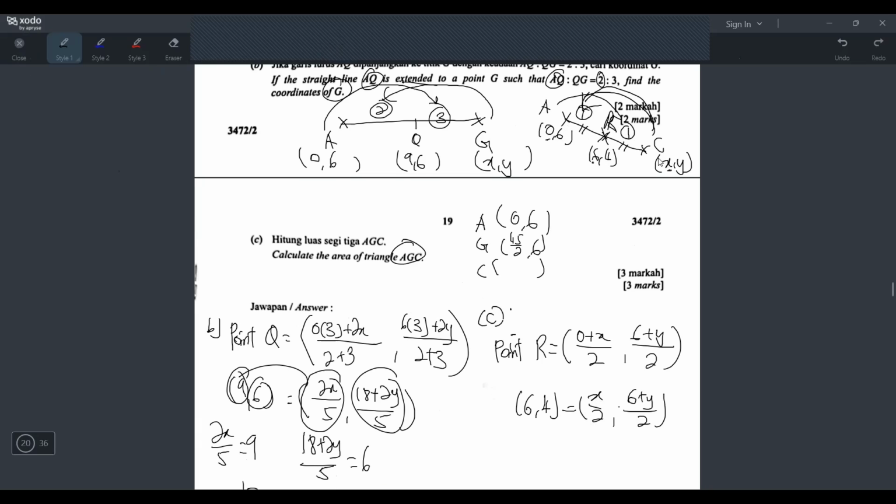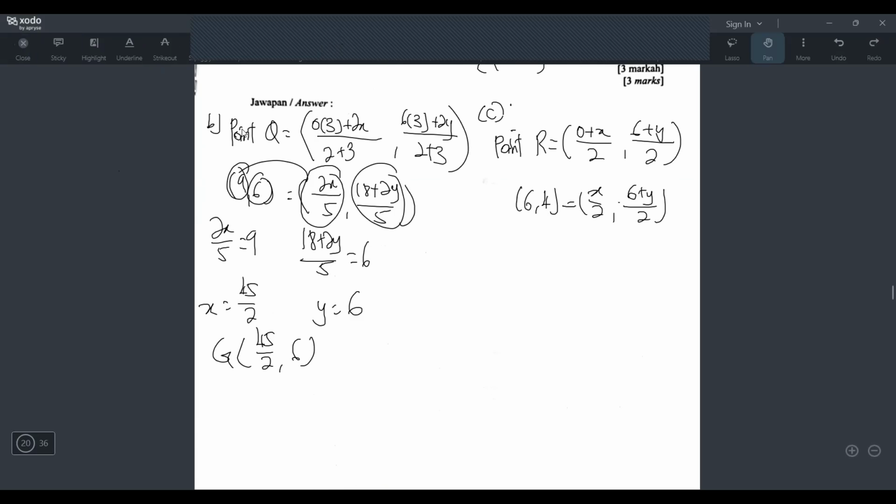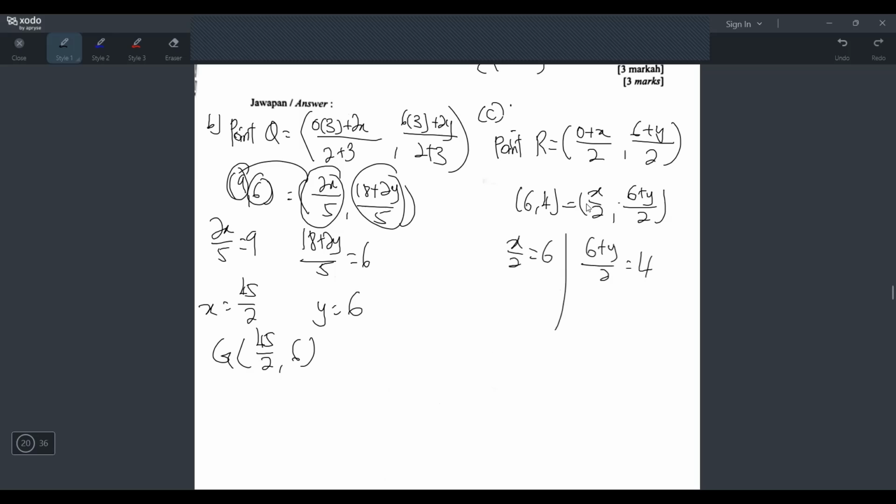And then y plus y divided by 2. 6 plus y divided by 2 equals 4. 6 plus y over 2 equals 4. Yeah, it's the same, right? Okay, so it becomes x over 2 equals 6. 6 plus y over 2 equals 4. Okay, we can compare lah.